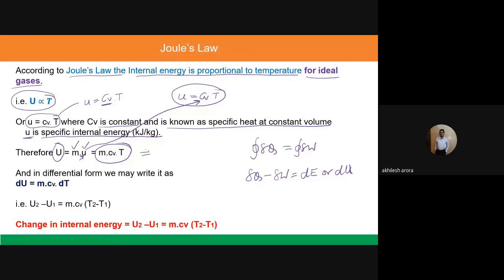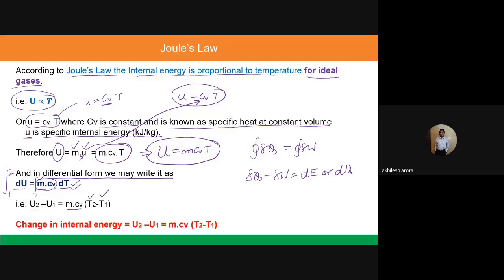In another way, I can also write that capital U is equal to mCvT. And if I write this equation in differential form, we can say dU is equal to mCv dT. And if I integrate this equation between state points 1 to 2, then m and Cv being constant can be taken out of the integration sign. You can see it here, and when I integrate dT, I will get T2 minus T1.